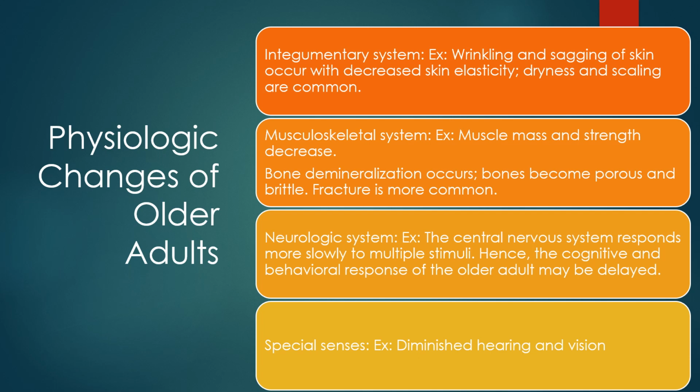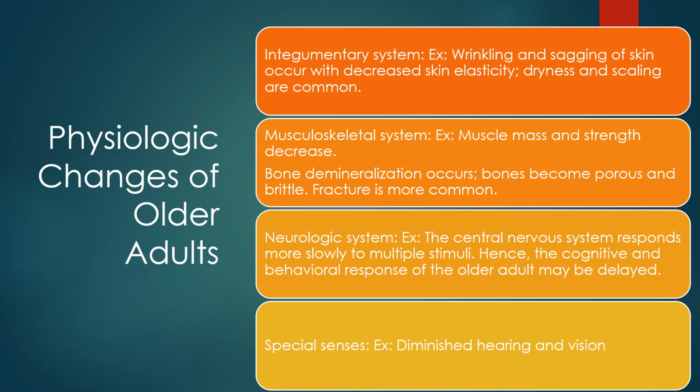The integumentary system, being the outermost layer of the body, shows us instantly how aging affects the body. We see significant wrinkling and sagging of the skin occurring because of decreased skin elasticity. We also have increased dryness and scaling of the skin. The dryness and the decreased elasticity means we're going to see more skin tenting, so we need to be mindful not to assess skin turgor on places like the back of the hand, as they're going to tent all the time just because they're dry and don't have the elasticity.